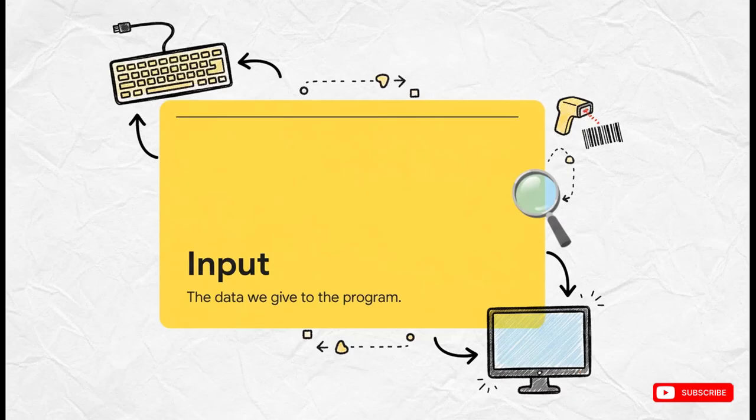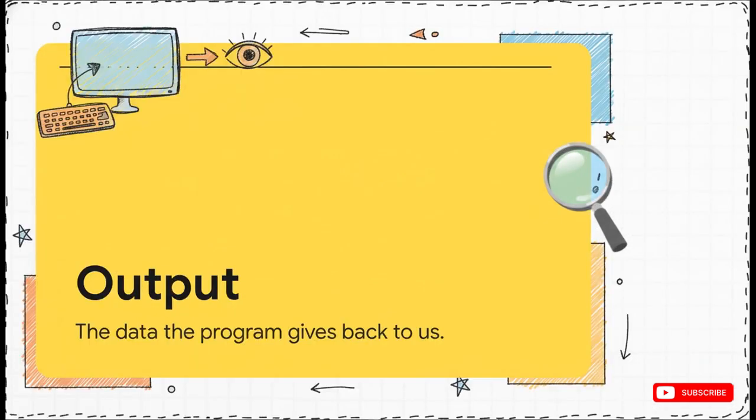What exactly is input? It's simple. It's all the stuff that we, the users, give to the program. It could be a name, a number, a choice from a menu, whatever information the program needs to do its job. It's our side of the conversation. And on the other side of that coin, you've got output. This is what the program gives back to us. It's the result, the answer, the confirmation message. It's the program side of the conversation, showing us what it's done.